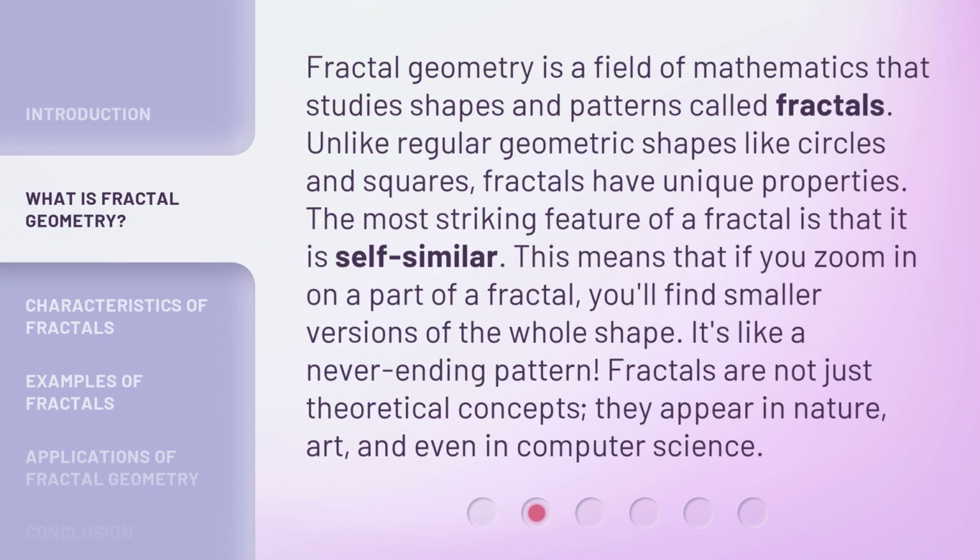Fractal geometry is a field of mathematics that studies shapes and patterns called fractals. Unlike regular geometric shapes like circles and squares, fractals have unique properties. The most striking feature of a fractal is that it is self-similar. This means that if you zoom in on a part of a fractal, you'll find smaller versions of the whole shape. It's like a never-ending pattern. Fractals are not just theoretical concepts. They appear in nature, art, and even in computer science.